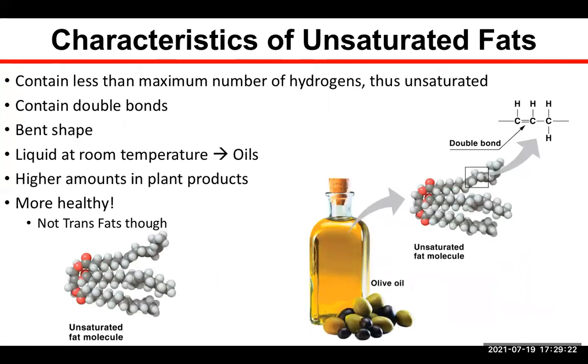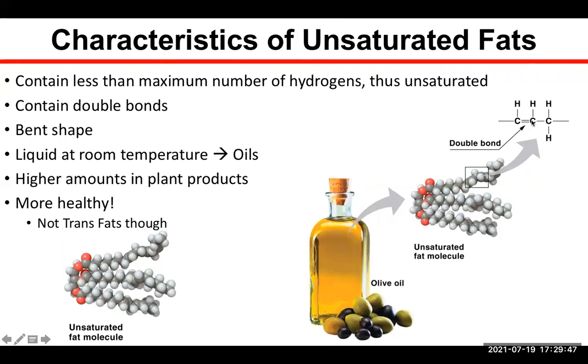So characteristics of unsaturated fats, these are going to be both the good and bad kind. They usually contain less than the maximum number of hydrogens, and that's because of this double bond that is facilitated between the two carbons. So notice how, because this double bond is here, there are two less hydrogens, as if you were to compare it with the saturated example.